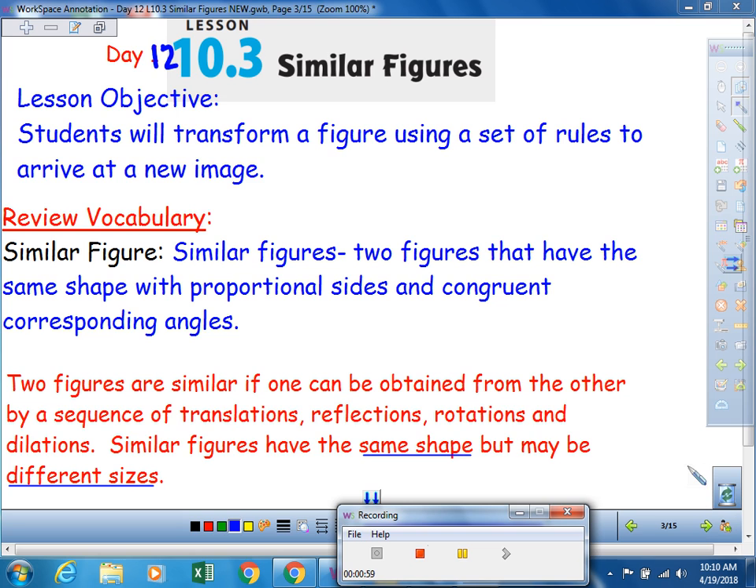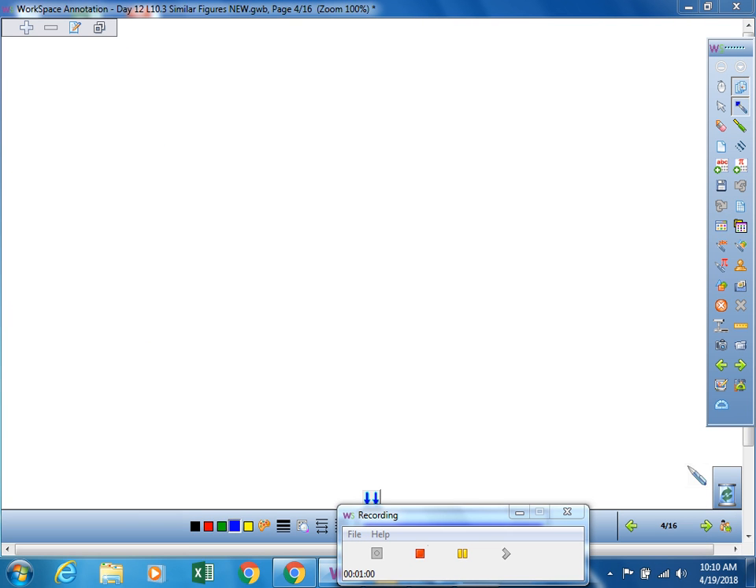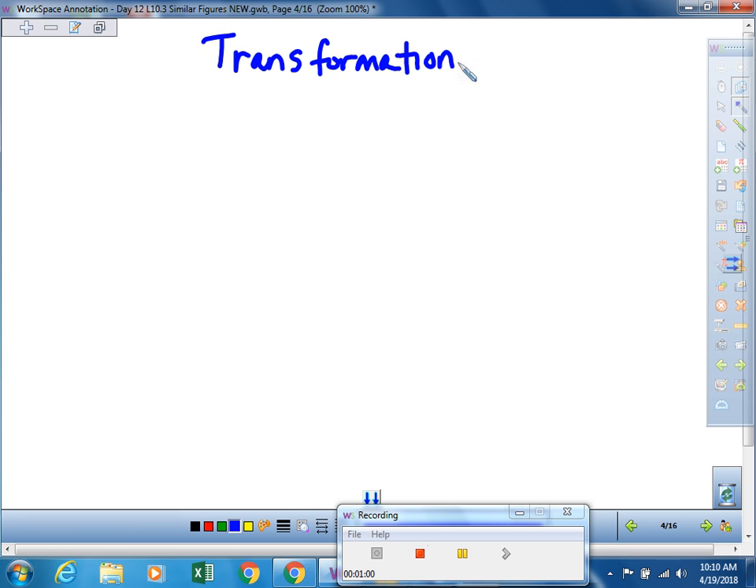All right, everybody needs to write this down, everybody. So title the top, Transformations. Everything I write, you write. Transformations. First transformation we learned was a translation.